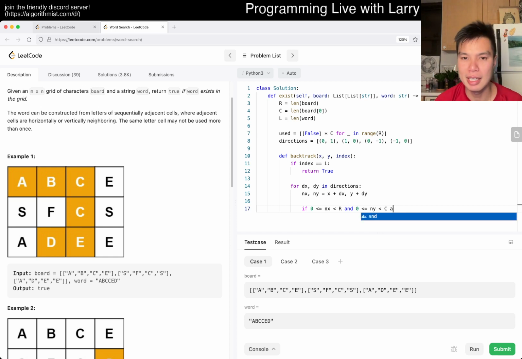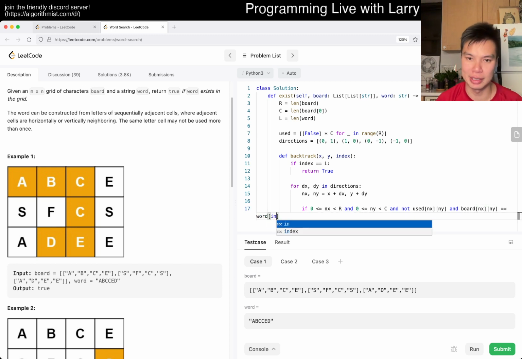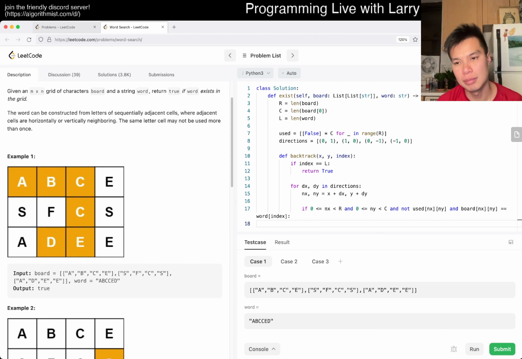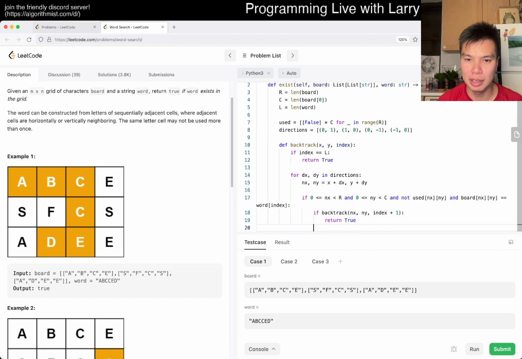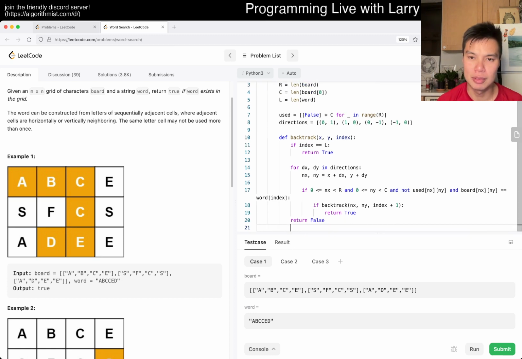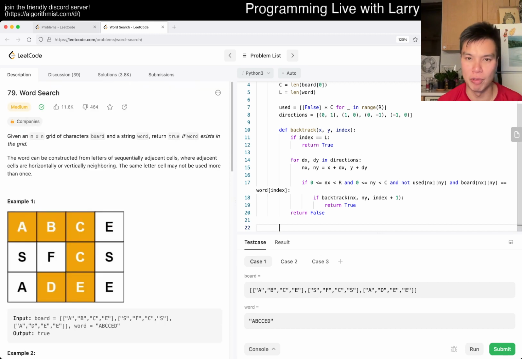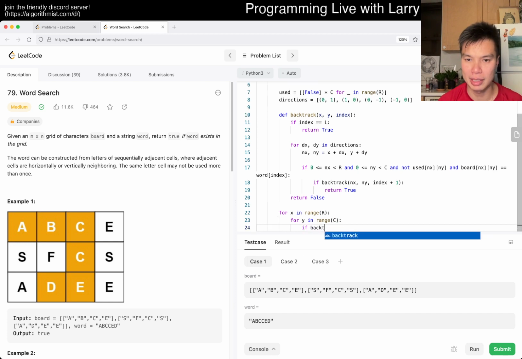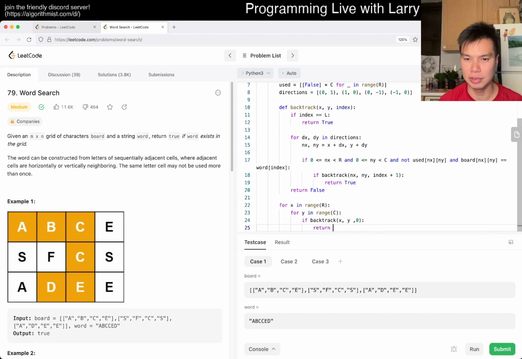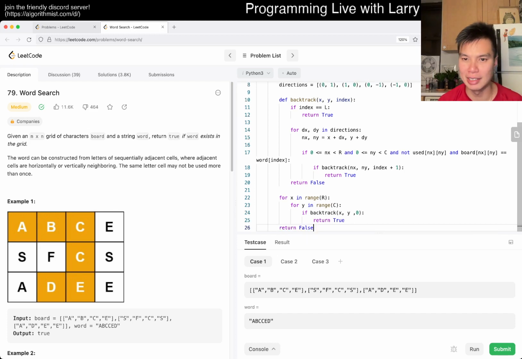And not used at nx, ny, and board of nx, ny is equal to word of index. Okay, and if that's the case, then the way that I'll write it is something like this: backtrack nx, ny, index plus 1, then we return true. Otherwise, we return false. With stuff like this, I always have to be careful with word length being 0 or 1 or something like this. And of course we should kick it off at every cell. So if backtrack x, y, 0, return true. Otherwise, return false. And that should be, oh no, I lied.